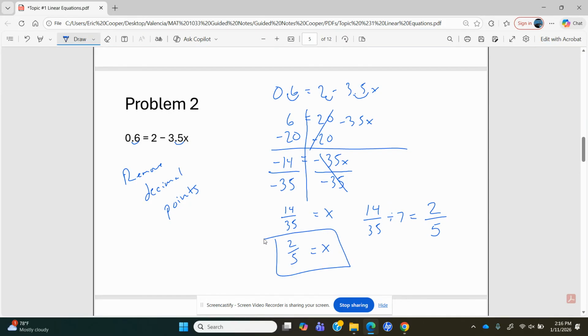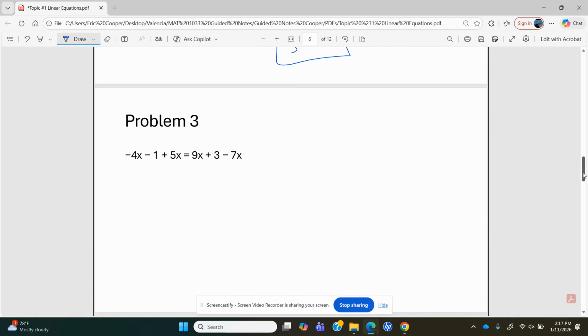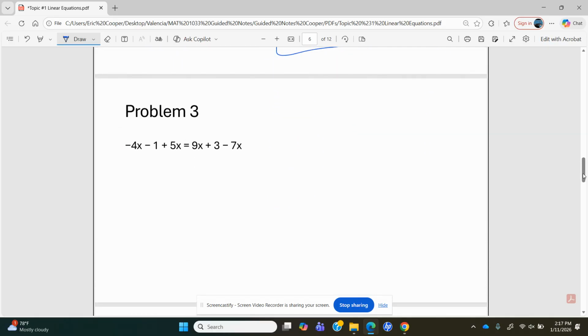It does not matter which side you solve the variables on for a linear equation. On the first problem, we solved it on the left side. On the second one, we solved it on the right side. You still get the same answer either way. Moving on to the next problem.